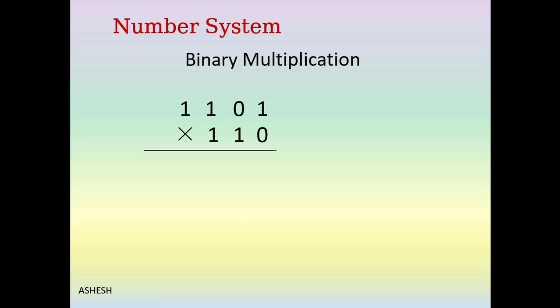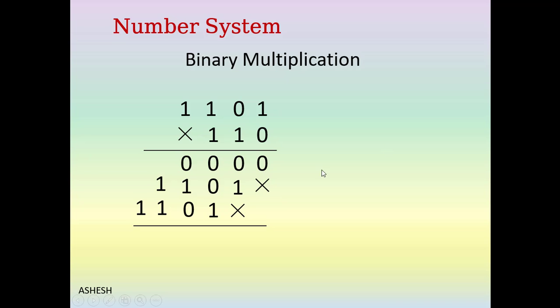Now we are doing another math problem. 1 multiplied by 0 is 0. 1 multiplied by 0 is 0. 0 multiplied by 0 is 0. 1 multiplied by 0 is 0. 1 multiplied by 0 is 0. 1 multiplied by 1 is 1. 0 multiplied by 1 is 0. 1 multiplied by 1 is 1. 1 multiplied by 1 is 1. Again 1 multiplied by 1 is 1. 0 multiplied by 1 is 0. 1 multiplied by 1 is 1. 1 multiplied by 1 is 1.